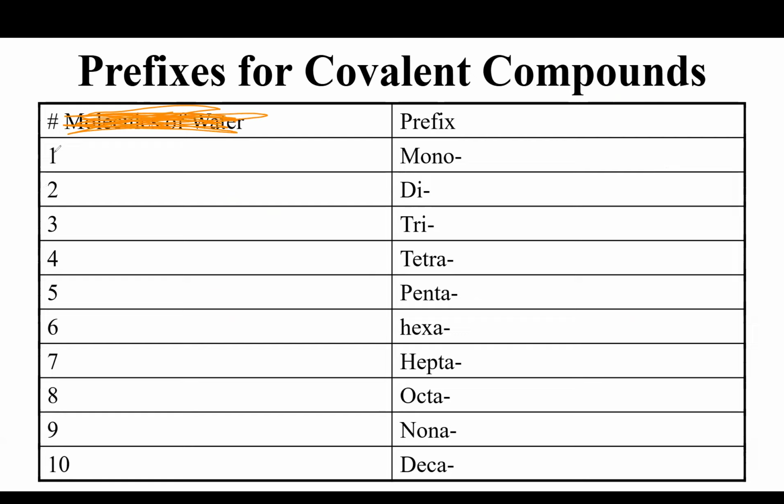If you have one of a type of element in a covalent compound, the prefix is mono. If you have 2 of that element, it's di. 3 is tri, 4 is tetra, 5 is penta, 6 is hexa, 7 hepta, 8 octa, like an octagon, 9 nona, and 10 deca, like a decade.